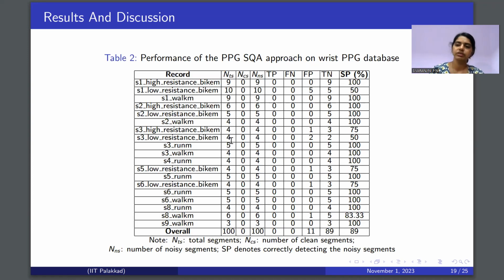Here the performance of the signal quality assessment approach is tested on the REST PPG database for 19 different records. And from this study, we found out that 13 records out of 19 records show 100% specificity, while 6 records show lesser specificities in correctly determining the noisy segments.